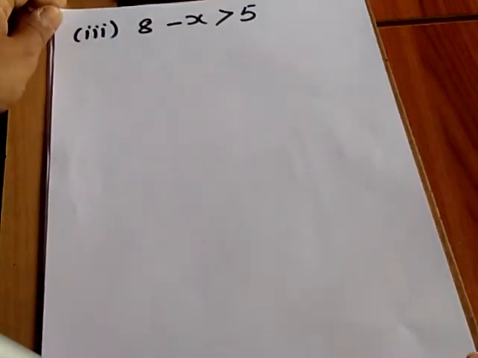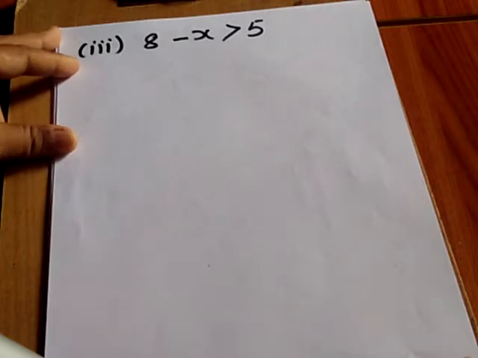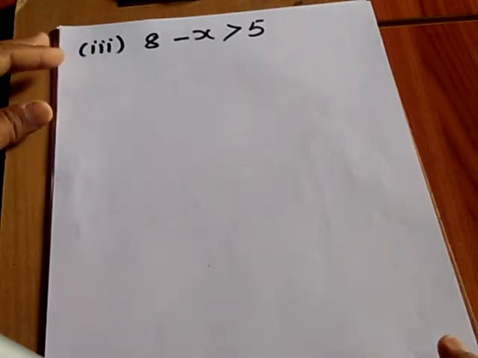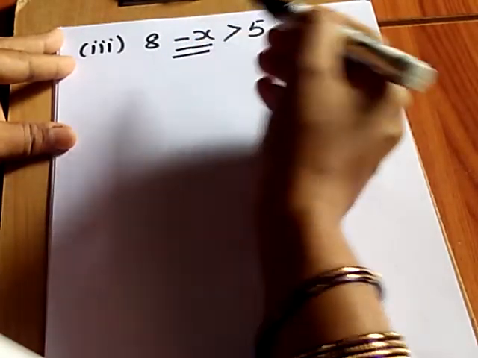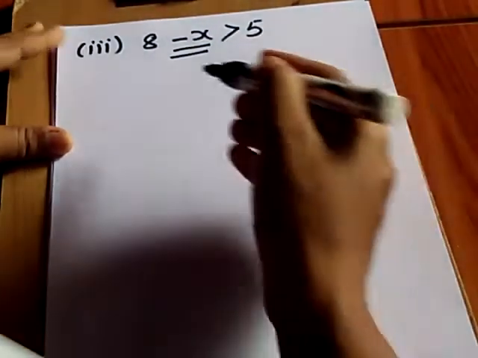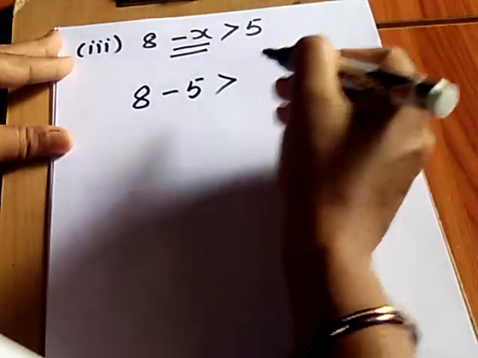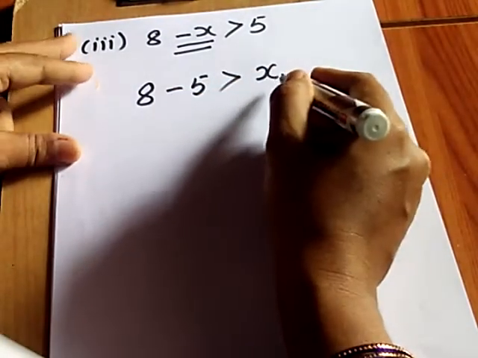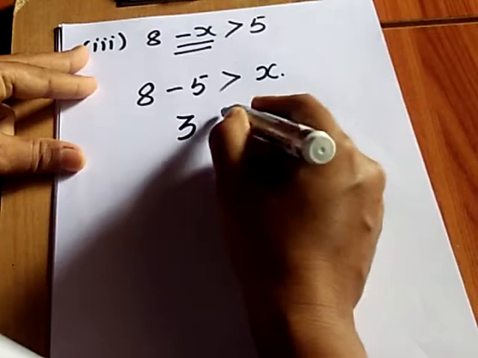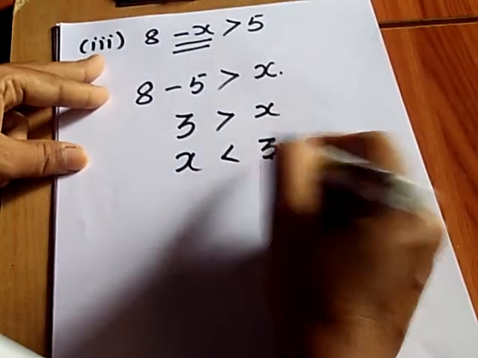Now sub question 3. 8 minus x greater than 5. As I told you, children, I am doing it by a simple method, always to keep my x value positive. So hence what I am doing, I shift minus 5, 8 minus 5 greater than x. So 8 minus 5 is greater than x. We will get 3 greater than x. Hence x is less than 3.